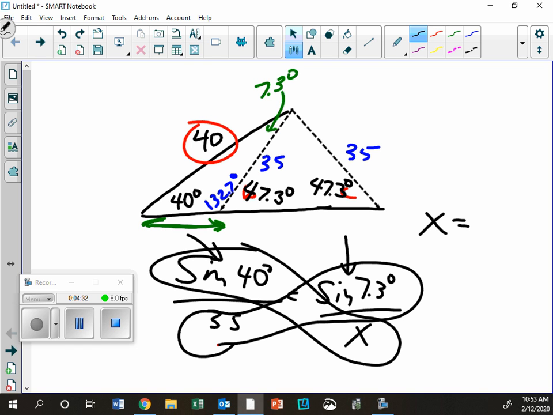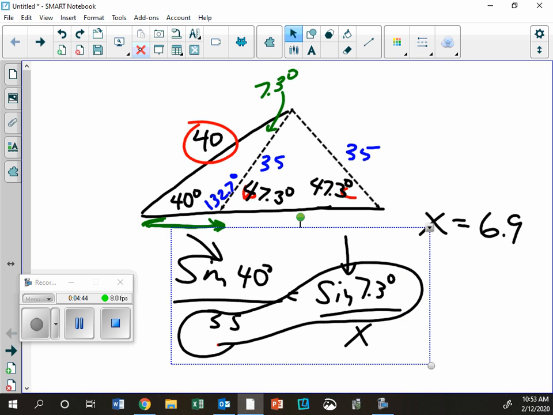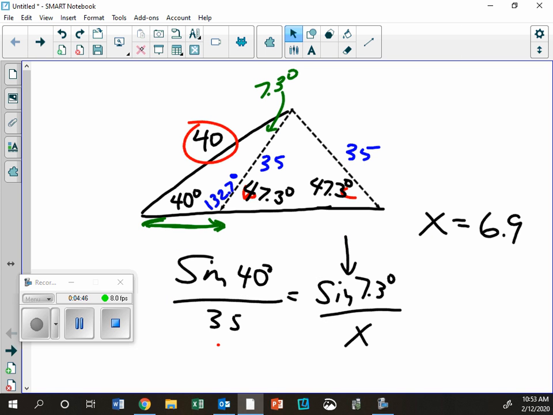So would you tell me what you got? Final answer. 6.9. Can anybody verify they got 6.9? Okay, awesome. Now, this was just a suggestion from the back of the room. They said, I've been doing something different than cross-multiplying, and I'm open to that. So can you tell me, what were you doing to get that same answer as 6.9?